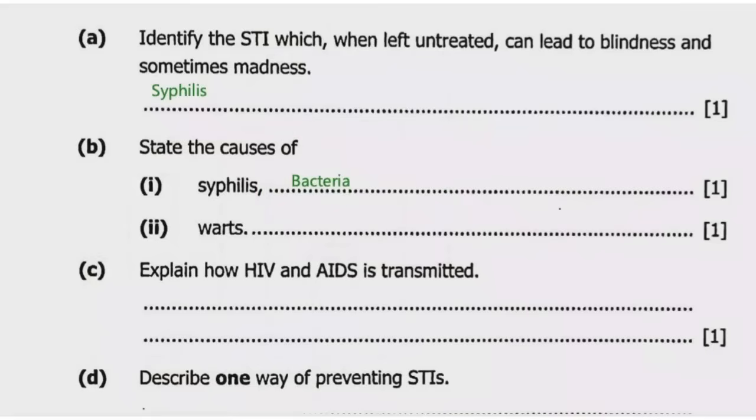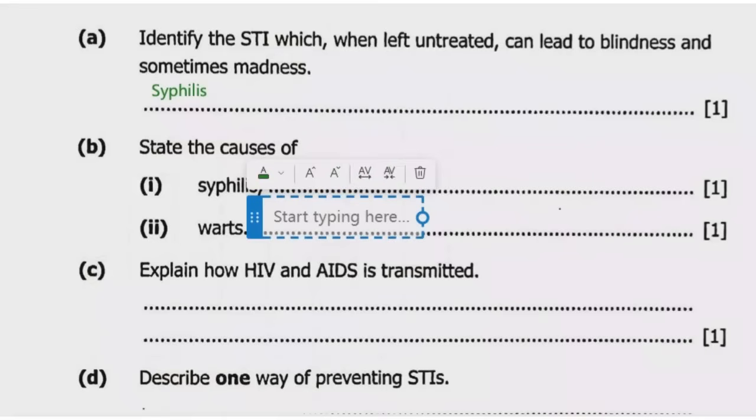Then for HIV, that is a viral disease. So it is caused by viruses. You can just say it is caused by virus or viruses. If it's caused by different viruses, you say viruses. But just saying virus will give you a correct answer. It will earn you a mark.